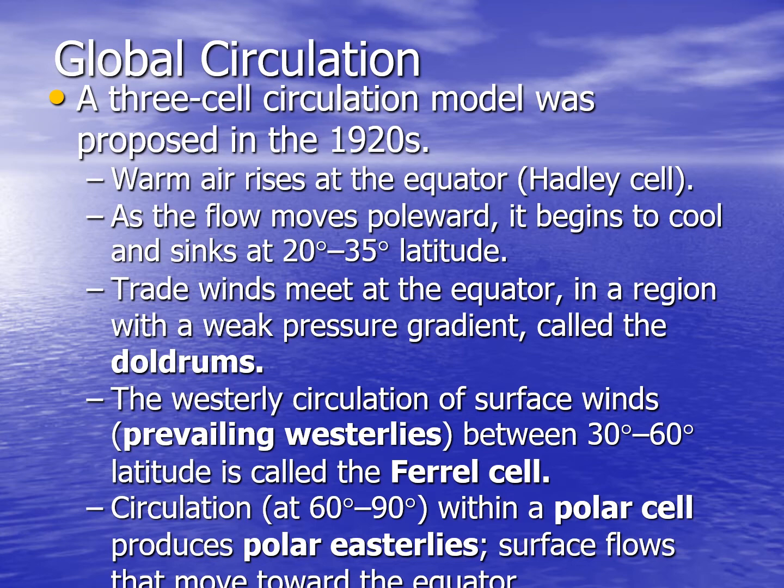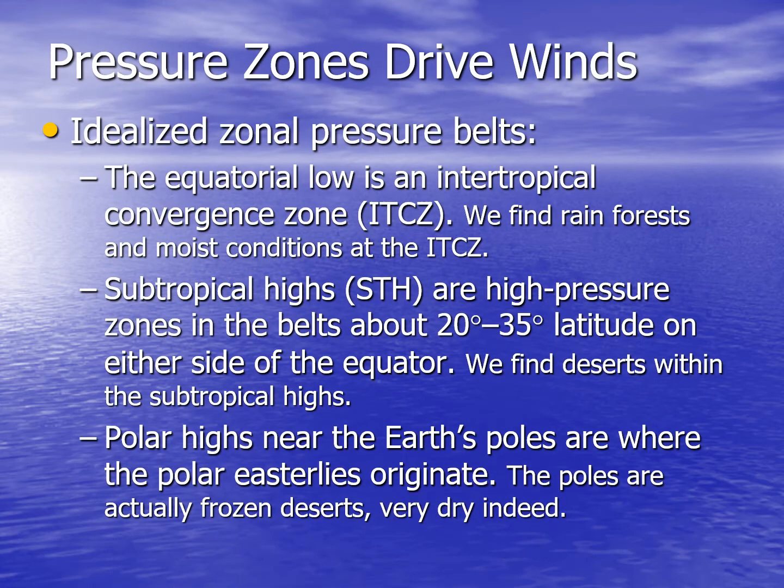So the westerly circulation of surface winds between 30 and 60 degrees latitude lies within something called the Ferrel cell. And of course, this band of wind is known as the westerlies or prevailing westerlies. Now, circulation between 60 and 90 degrees occurs within something called a polar cell, and that's going to produce something referred to as the polar easterlies, as in winds that are coming from the east, and they are moving towards the poles. I'm sorry, they're moving towards the equator.